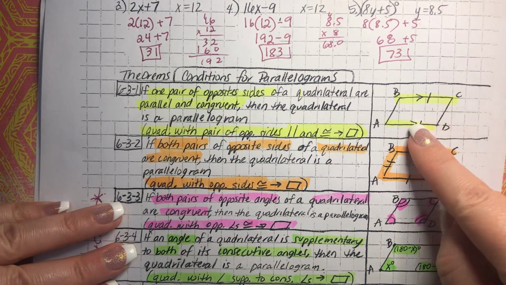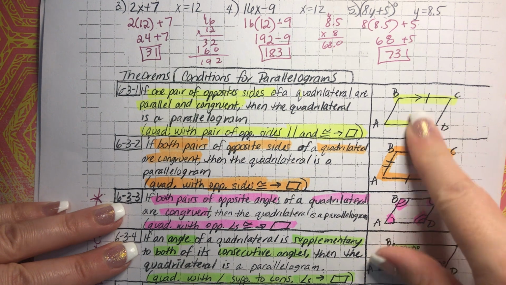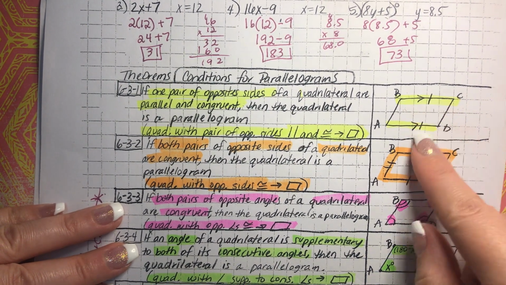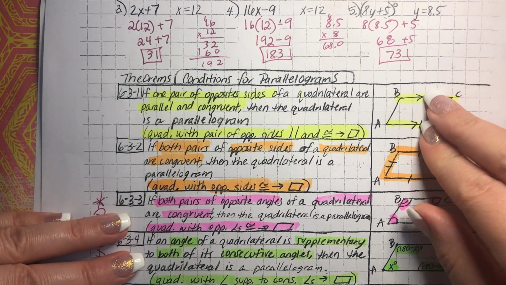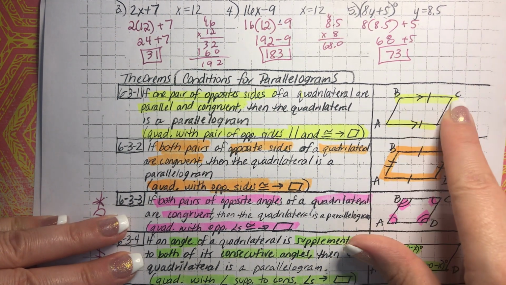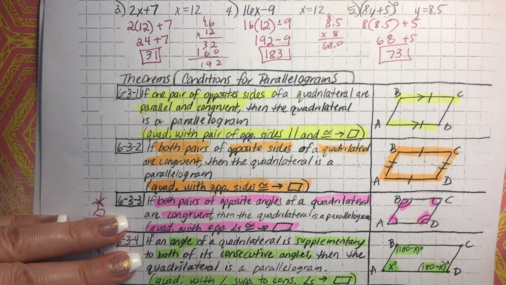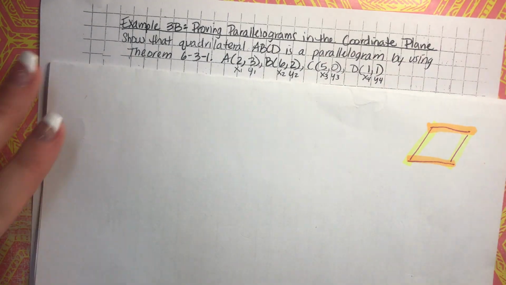So you have to show that there's an opposite side that is congruent and parallel. So in a coordinate plane, that means we're going to use the distance formula. They have to be the same distance, which would show that they're congruent. And then we have to figure out the slope of this one, the slope of this one, and if they're the same slope, then we know that they're parallel. Okay, so that's what we're looking for in this one.